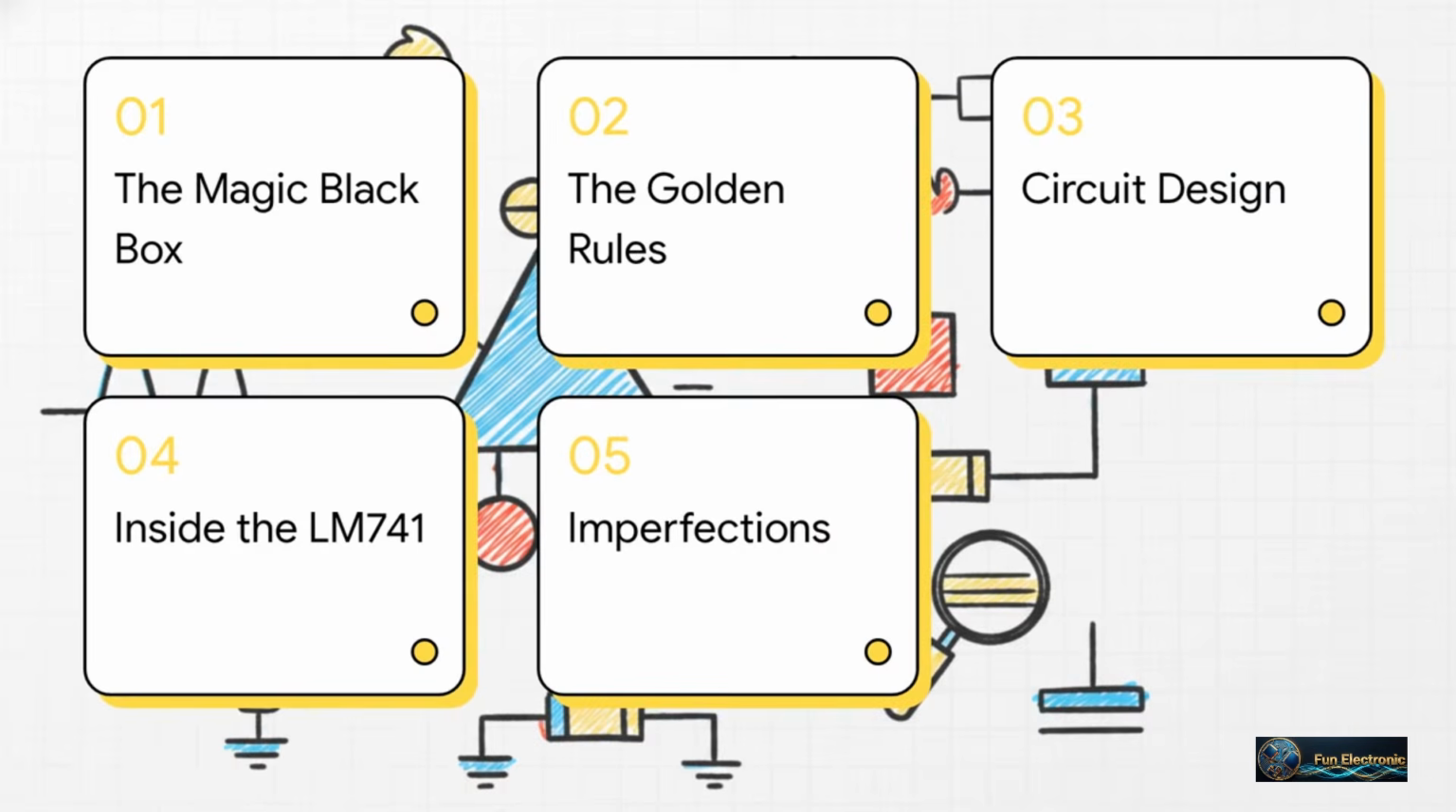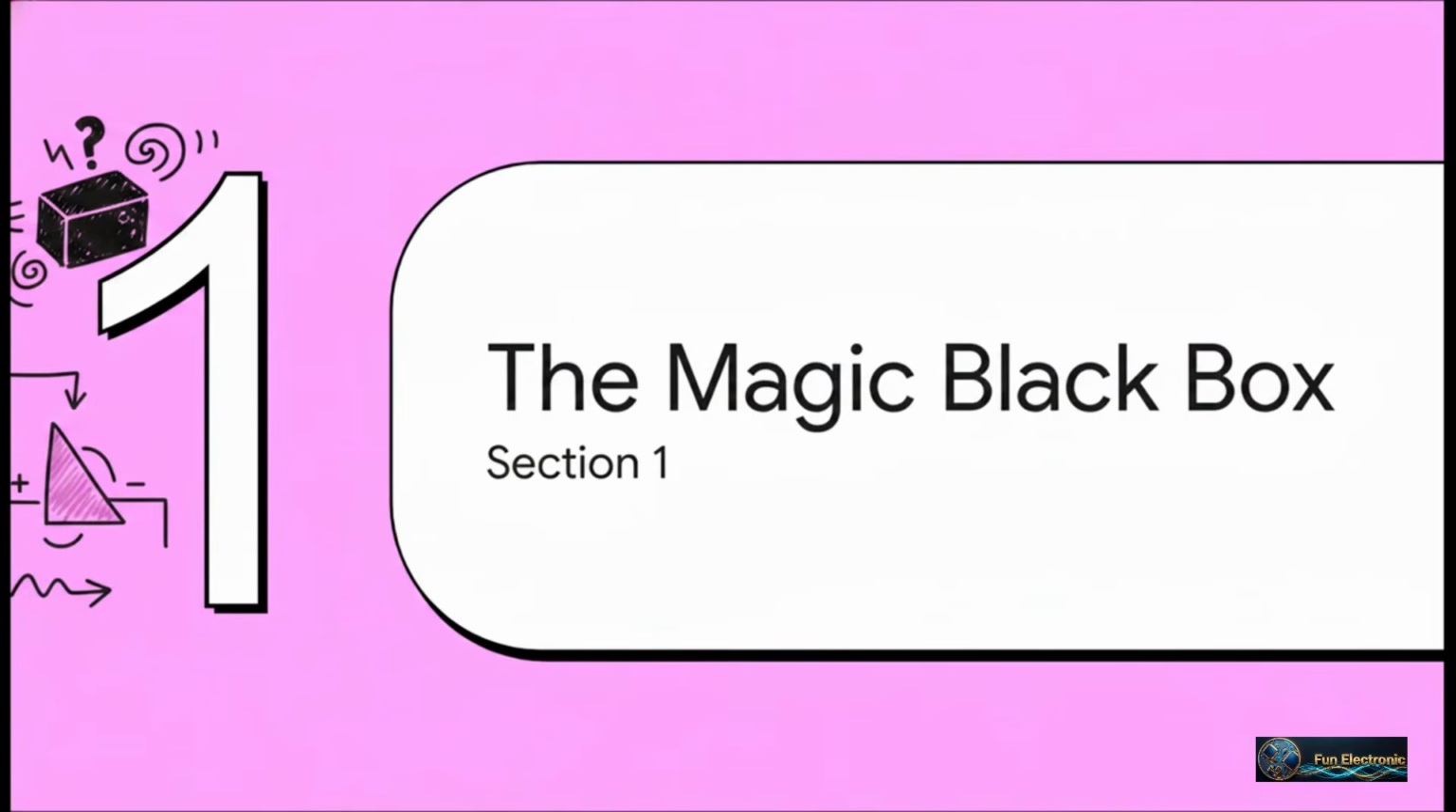Here is the roadmap for the explainer. We'll start with the magic black box, then cover the golden rules, practical circuit design, inside the LM741, and finally, real-world imperfections. Okay, Section 1, the magic black box.